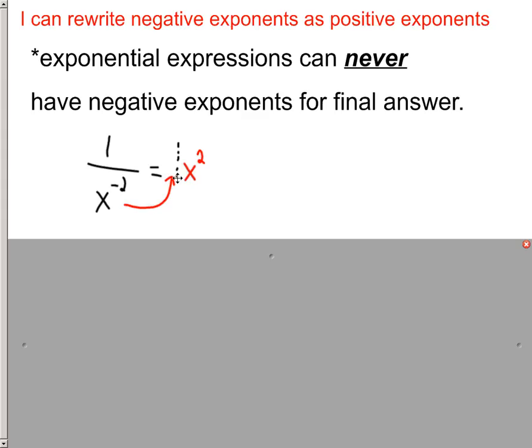In fact, you could even write a 1, but do we really need to write a 1 that's going to multiply x to the 2nd power? What's 1 times x to the 2nd power? X to the 2nd power.